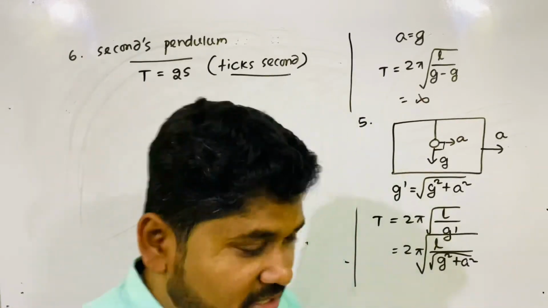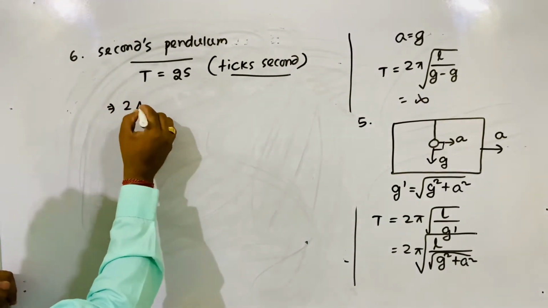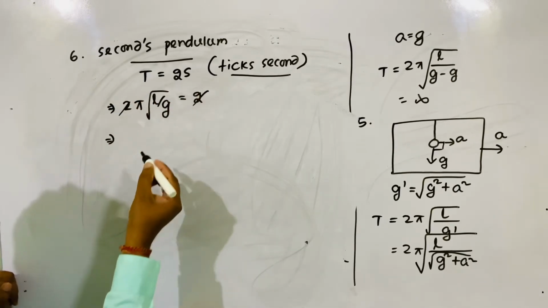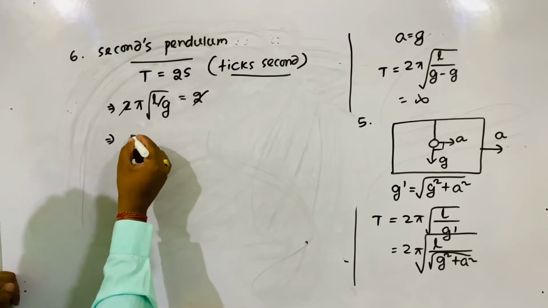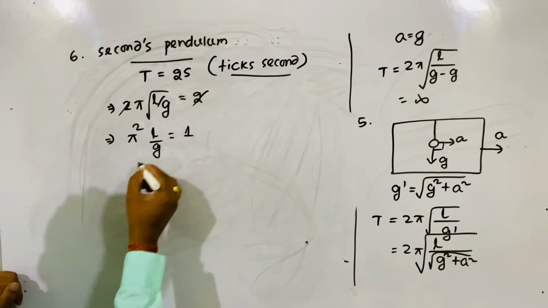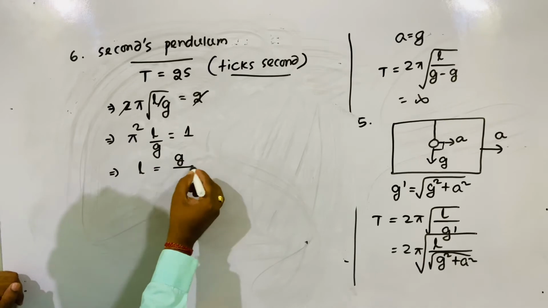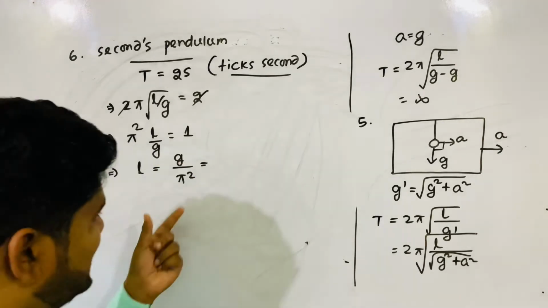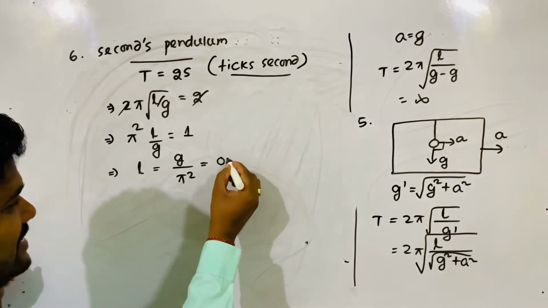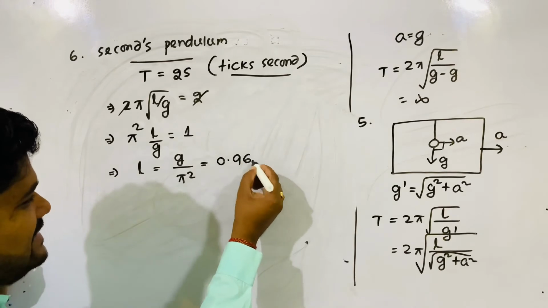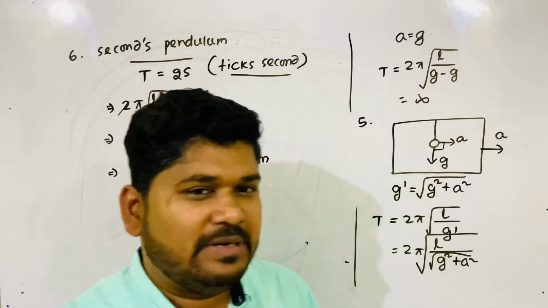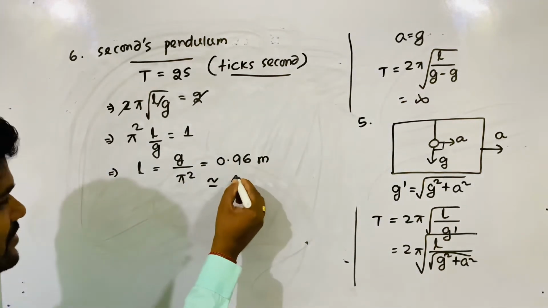But we will find its length. How will we find the length of the seconds pendulum? 2π√(L/g) is equal to 2. The 2 cancels. Then we have to find its length. Take the square on both sides. π²L/g is equal to 1. Then L is equal to g/π². The calculation you will do, that's your job. How much do we get? 0.96 meter or 0.9996 meter, like this you will find, which is nearly equal to 1 meter.